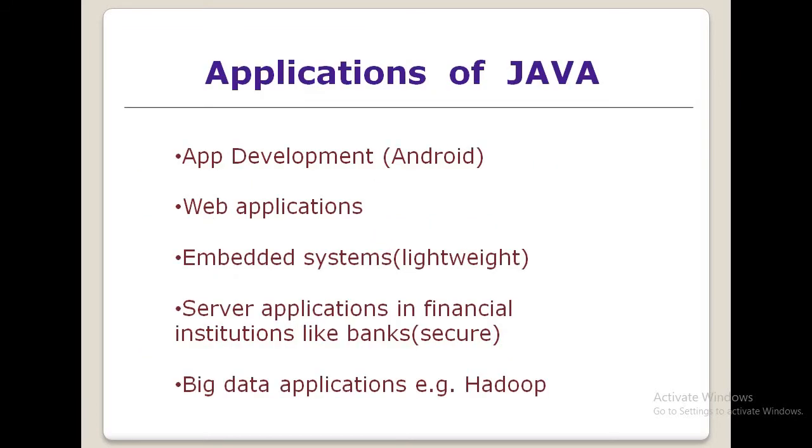Next, we come to the applications of Java. Java is widely used in Android app development. It is also used in web applications. Since Java is quite lightweight, it is used in embedded systems which have fixed memory. Being quite secure, Java is also used in applications in financial institutions like banks. Moreover, Java is widely used in big data applications like Hadoop.